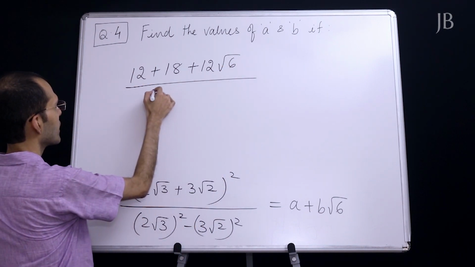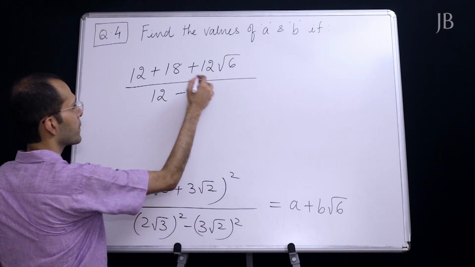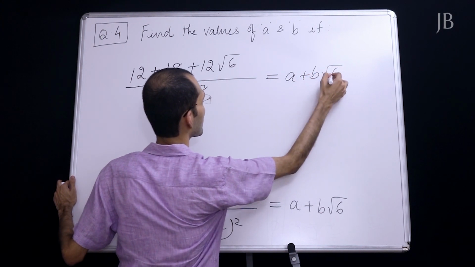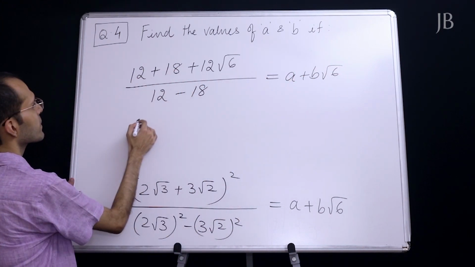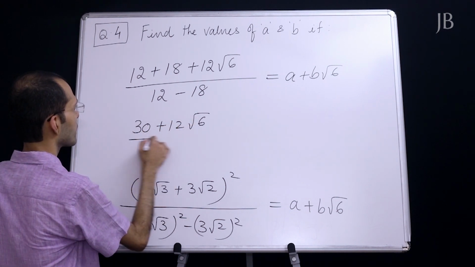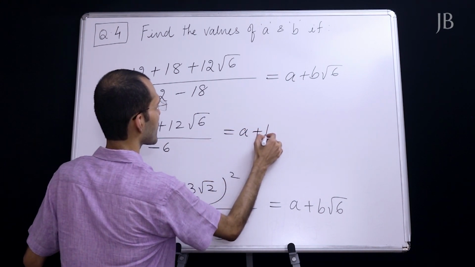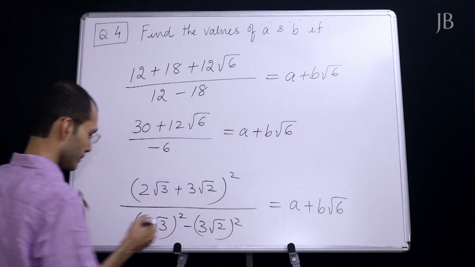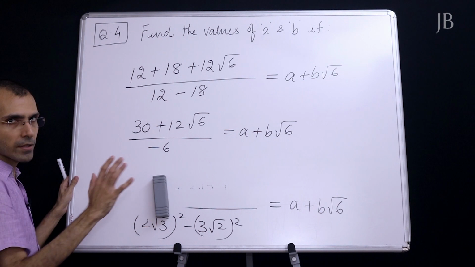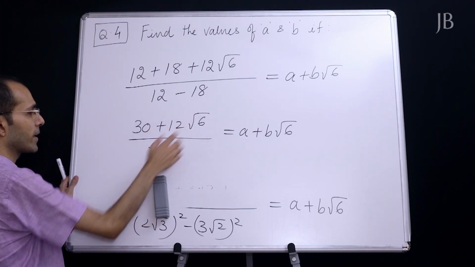divided by, this would be 12 minus 18. Do not forget to write equaling a plus b root 6, because that was given right in the question. 12 plus 18, 30. 30 plus 12 root 6. The whole divided by minus 6 is equaling a plus b root 6. Can we add 30 and 12 root 6? No, there is a radical here, there is no radical here, no? So we can't add like that.